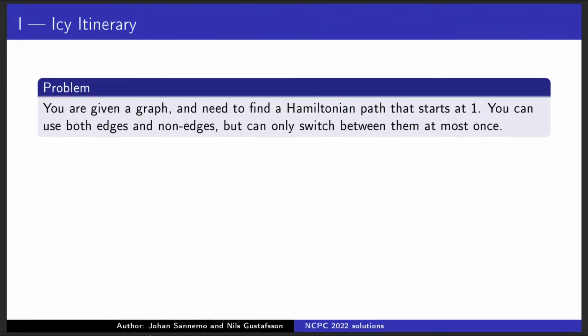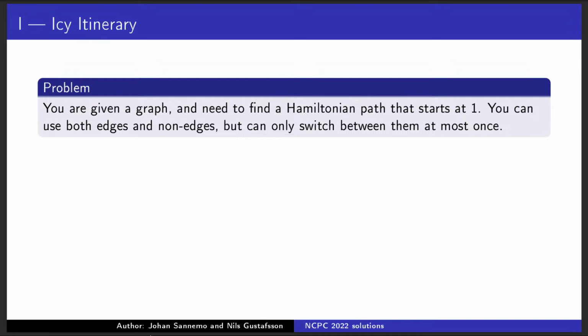Next problem is I, icy itinerary. So problem I was the second hardest. And problem I should look hard when you first look at it, because it asks you to find a Hamiltonian path in a graph, which is NP-complete.